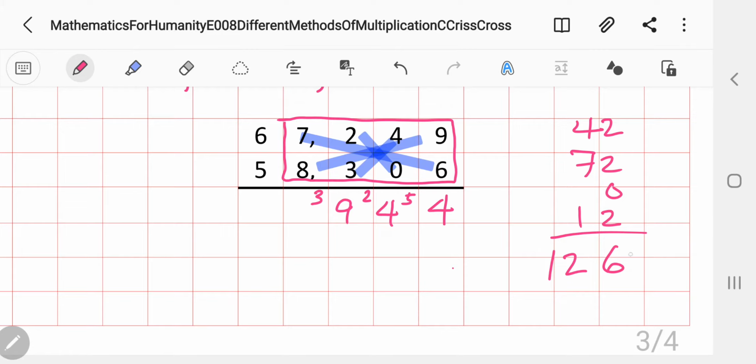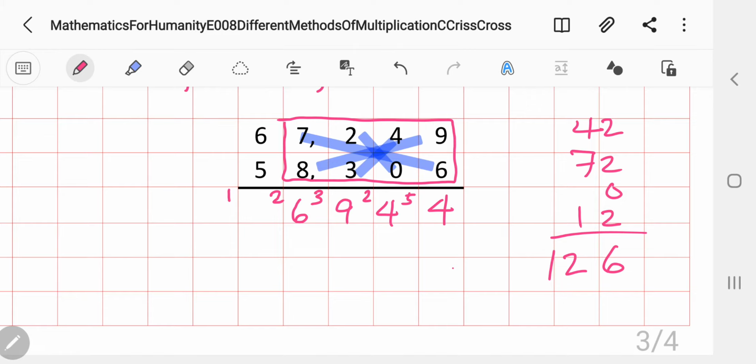Okay, let me just check again. So 126. So how do I do that? So I'll write the 6 here, and then the 126. So 1, 1, 2, and 6.